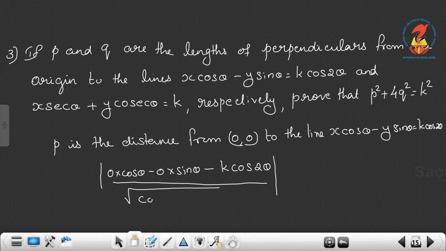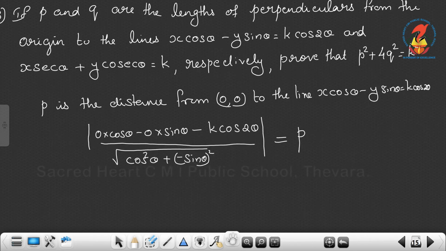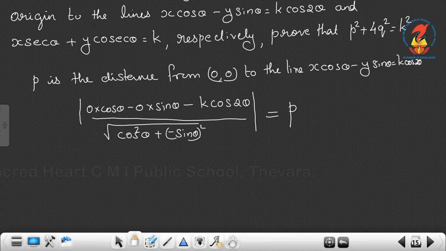coefficient of x square plus coefficient of y square, that means sin square theta plus cos square theta. And what is the distance from origin to this line? It is P. So the numerator becomes, the first two terms 0, then we have minus k into cos 2 theta, and the denominator is cos square theta plus sin square theta, which is 1, is equal to P.